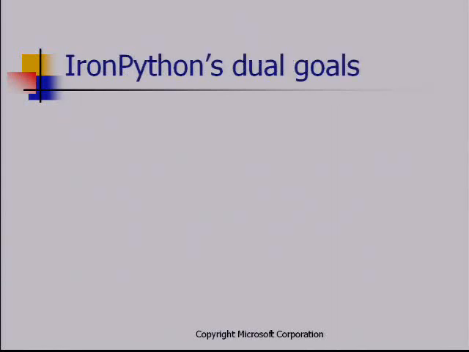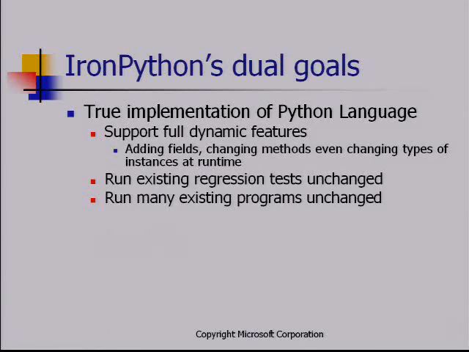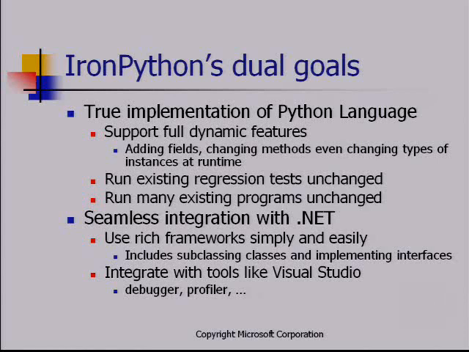Okay, so that's the performance story, but performance is not the main key of the IronPython story, and I'll just drop some things from this part of the talk. The main part of the IronPython story is have good performance, because you need good enough performance that people are happy to use this implementation. But also be a true implementation of the Python language. Support all the dynamic features that the language has, like adding fields, changing methods, even changing types of instances at runtime. Running the existing regression tests unchanged, being a true implementation of Python, not Python.NET or Python Sharp or some weird corrupted language. At the same time, be seamlessly integrated with .NET.